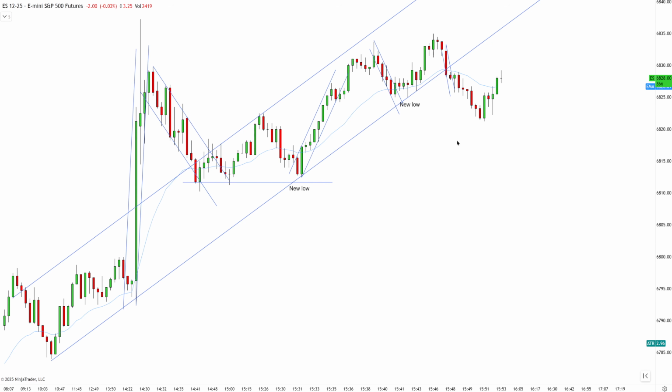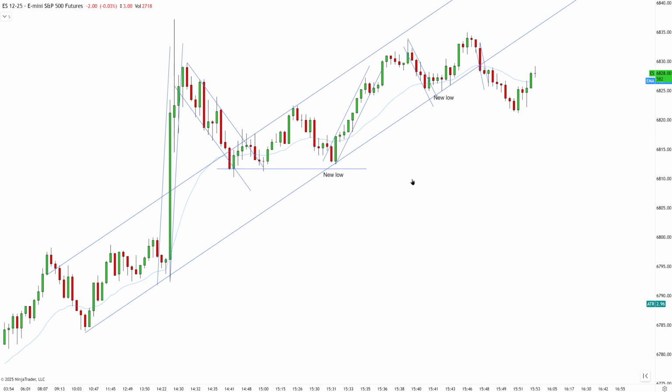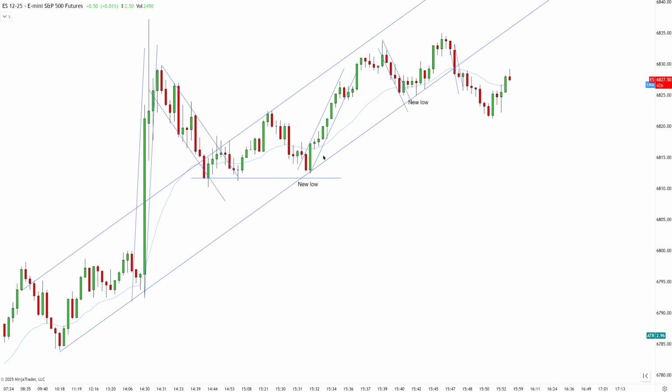In this video, I'm going to be sharing my scalping session. We're looking at S&P 500 E-mini futures. The time frame is a 2000 tick chart, and the structure of the market right now is telling me we have a bullish trend working higher.